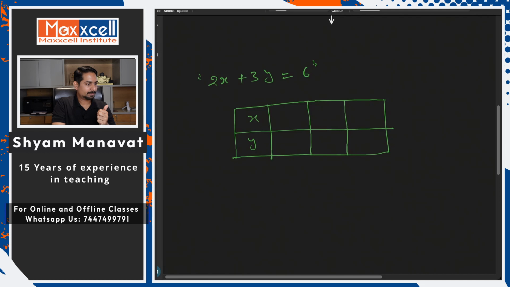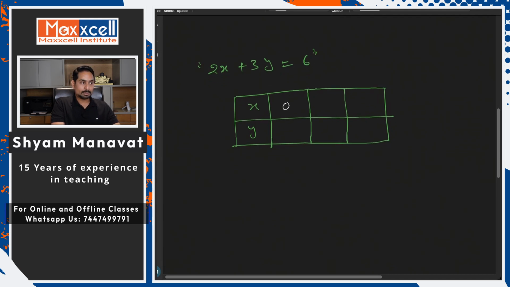Let's say for this equation you assume x equal to 0. If you take x equal to 0, you can draw this kind of box, so it will be easy for you to identify the coordinates. If you put x equal to 0 in the original equation, what do you get? 2 into 0, 0 plus 3y equal to 6. What will you get? y equal to 2, since 3 twos are 6. So for x equal to 0, y is equal to 2.